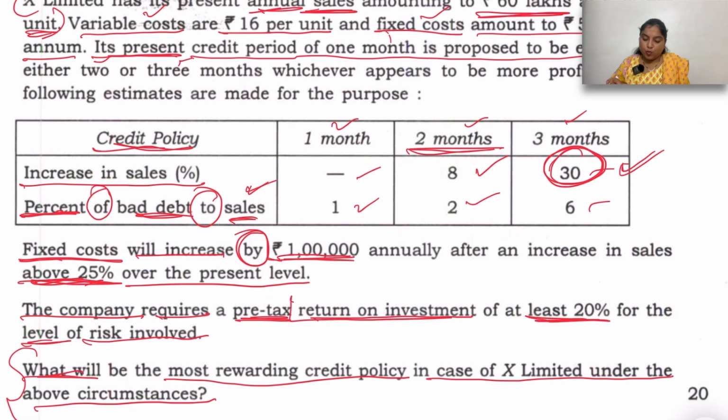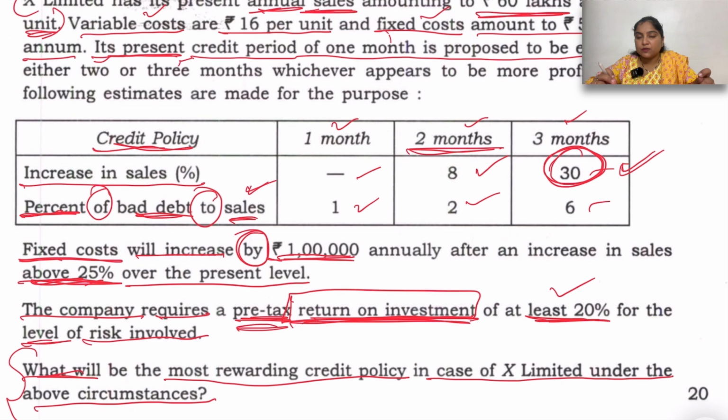So here the new point you will be able to catch up on is return on investment. Whatever investment the company is planning to make in each of the 3 scenarios, the company is expecting that it should get a pre-tax ROI of at least 20%. So we need to compute that. Now your question is, ma'am, how to compute?